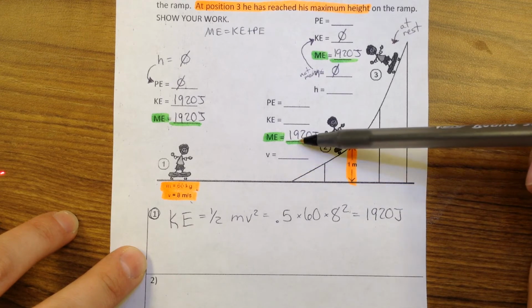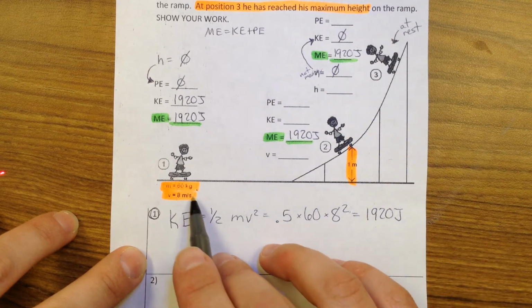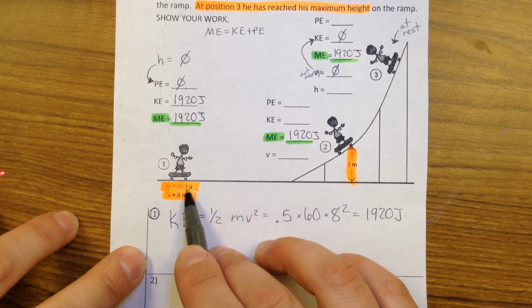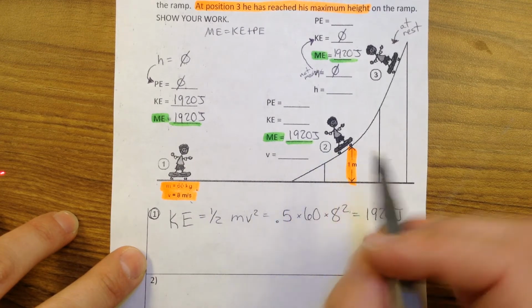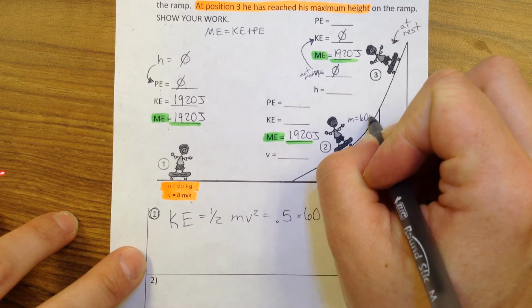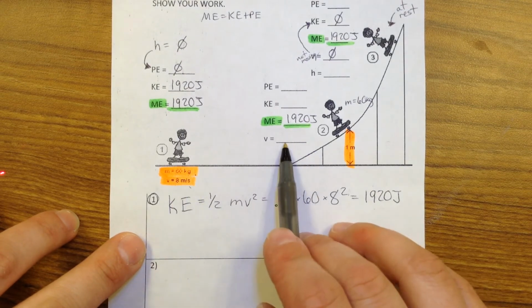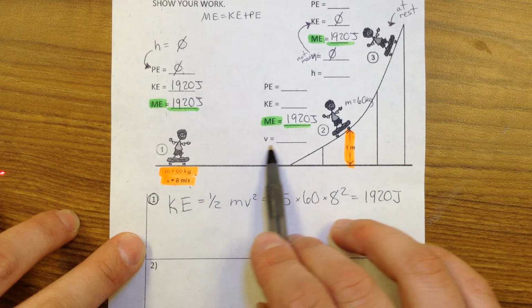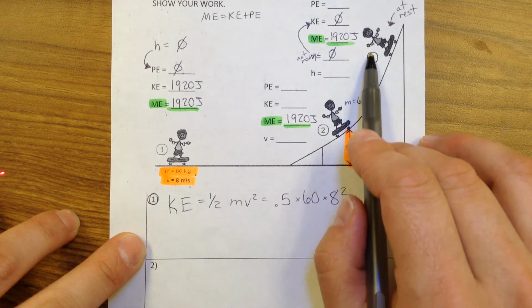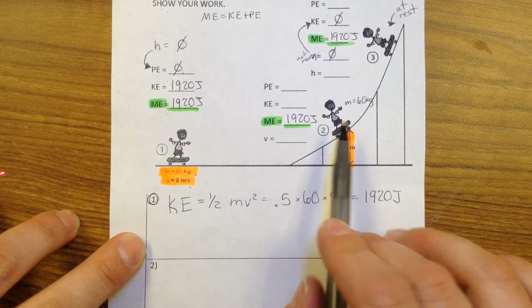So position 2, I know my mechanical energy is 1920 joules. Now, the mass at position 1 was 60 kilograms. Is his mass still going to be 60 kilograms at position 2? Yes, it is. His mass is still 60 kilograms. If his velocity was 8 meters per second at position 1, is his velocity still going to be 8 meters per second at position 2? No, because he's going up the ramp. As he goes up the ramp, he's going to go slower and slower, and there he's going to stop. So he cannot be going the same velocity, but the mass is the same.